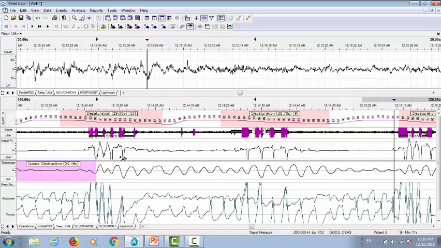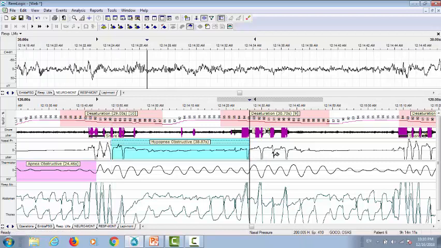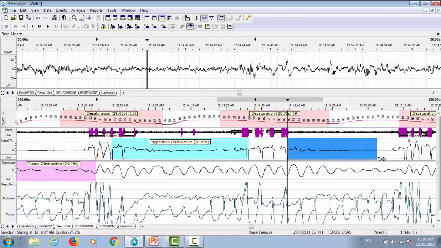So according to the new rule, we would start the event from here and end the event from here as a result of the sustained breathing that is obvious over here. And then we score another event.